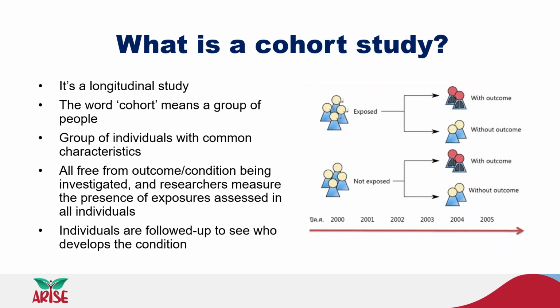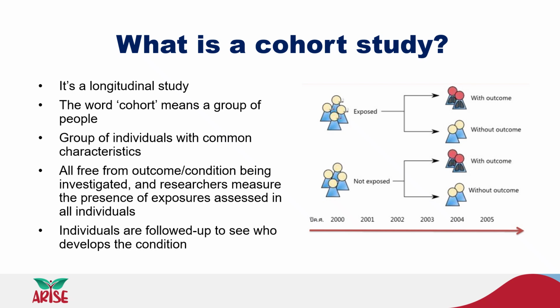So what is a cohort study? Well, cohort studies are a type of longitudinal study. The word cohort means a group of people. So a cohort is a group of people with common characteristics. This could be young women aged 13 to 20 years of age who have been pregnant or never been pregnant, or perhaps even twins born in 2010.